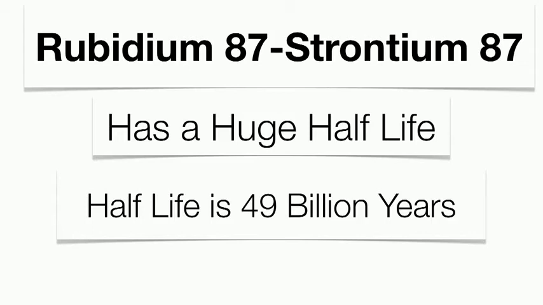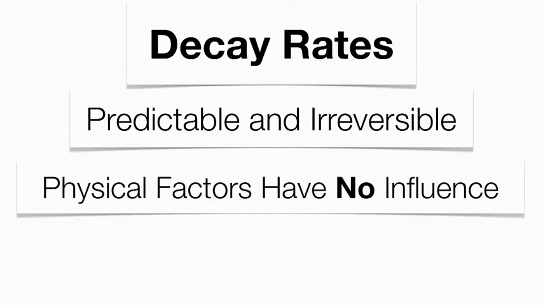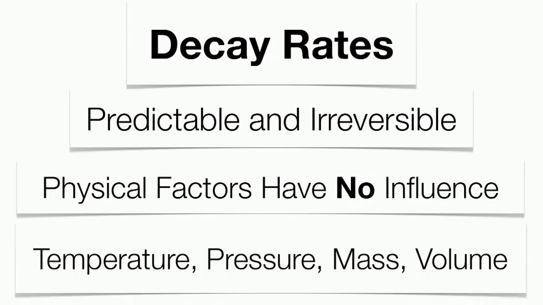When you take a look at decay rates, they're very predictable and they're irreversible. Once you change carbon-14 to nitrogen-14, you can't change it back. It's very predictable, and that's why it's a very good time marker. Physical factors have no influence on the decay rate. If you change the temperature, pressure, mass, or volume of a rock or fossil sample, it will have no effect on the decay rate of the isotope itself.